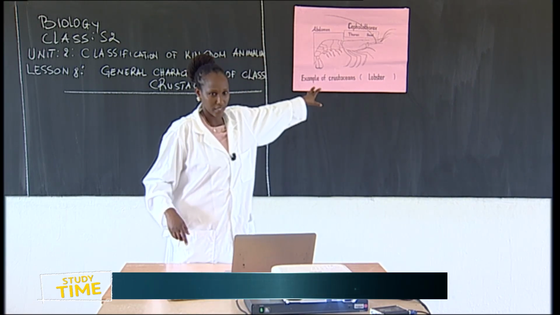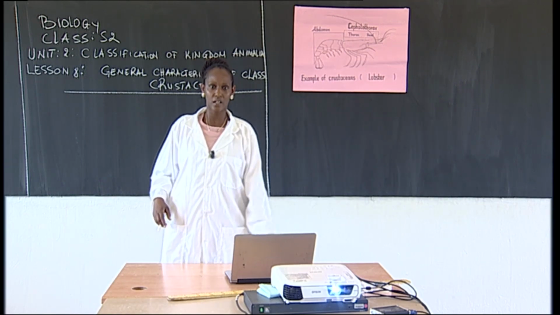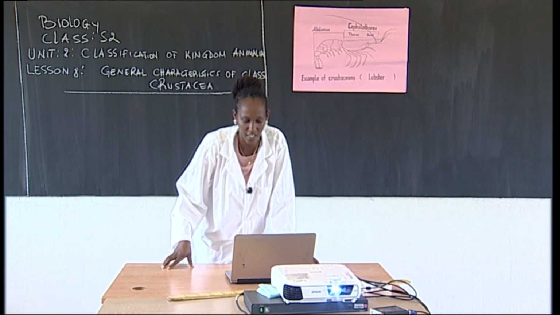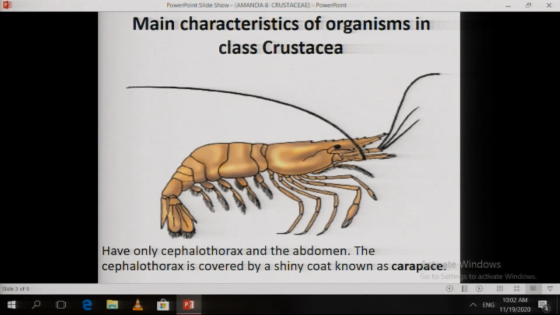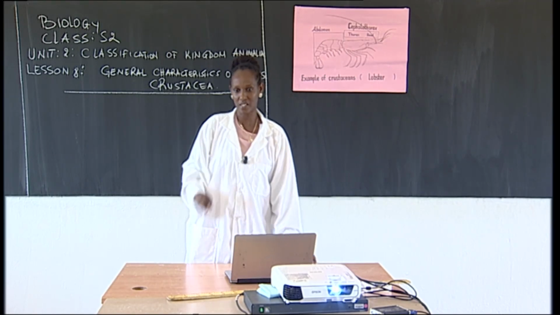That is a good example, the lobster. You can look there on the board, or else you can even focus on the screen because it is there on the screen. So look at the main characteristics. I started introducing it because we said at the end of this lesson we shall be able to tell the characteristics or the features that class Crustacea possesses.